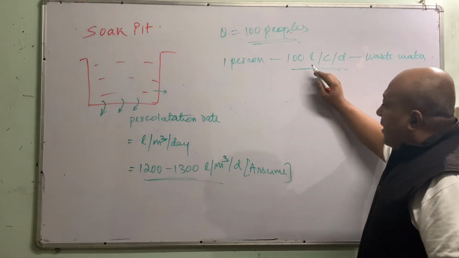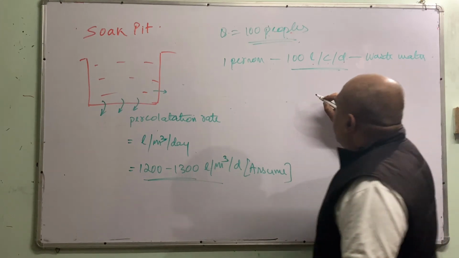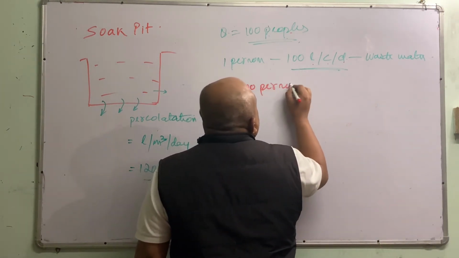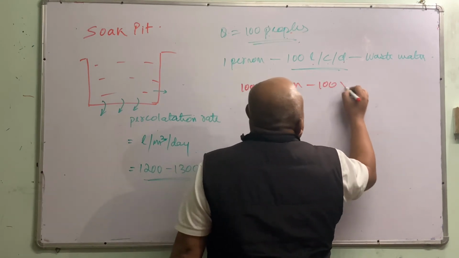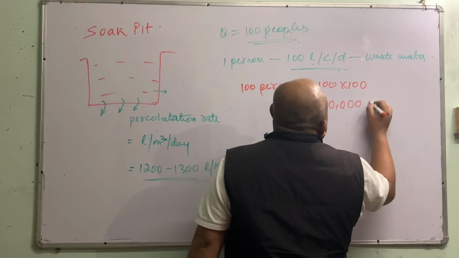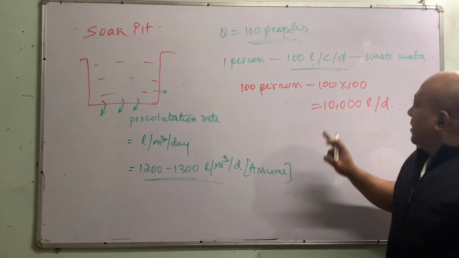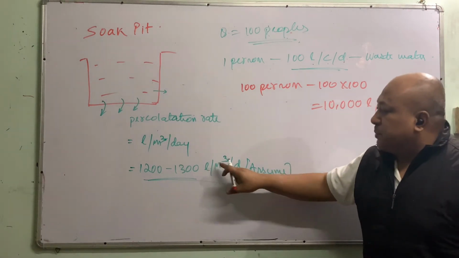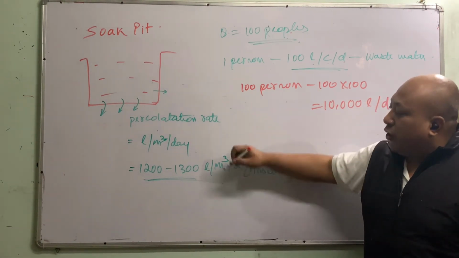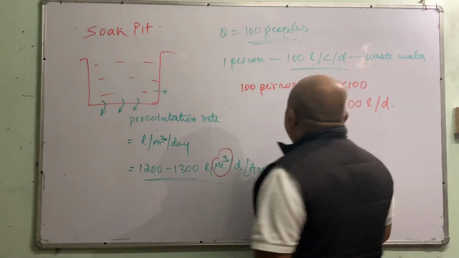You can see that one is liters per capita per day. So for 100 people, it is going to be 100 into 100, which is 10,000 liters per day. Here it is liters per meter cube per day. That means if you multiply or divide, you are going to get a volume. Am I correct?